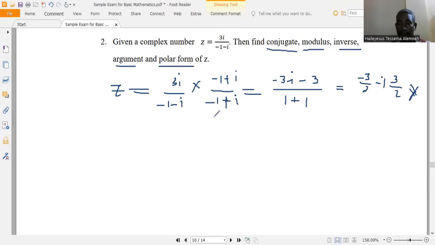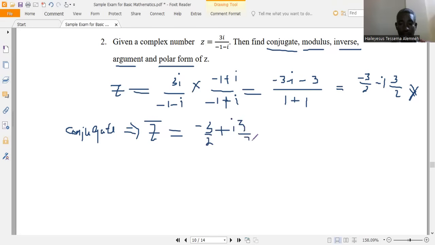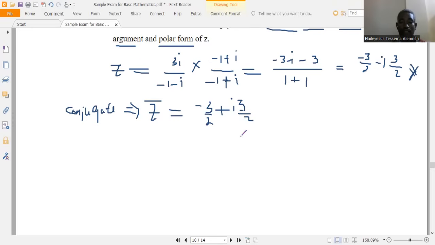So if this one is the z value, then what is the conjugate of z? Conjugate is just reflecting the complex number on the x-axis. So the conjugate of z is represented by this one, which is minus 3 over 2 plus i times 3 over 2.